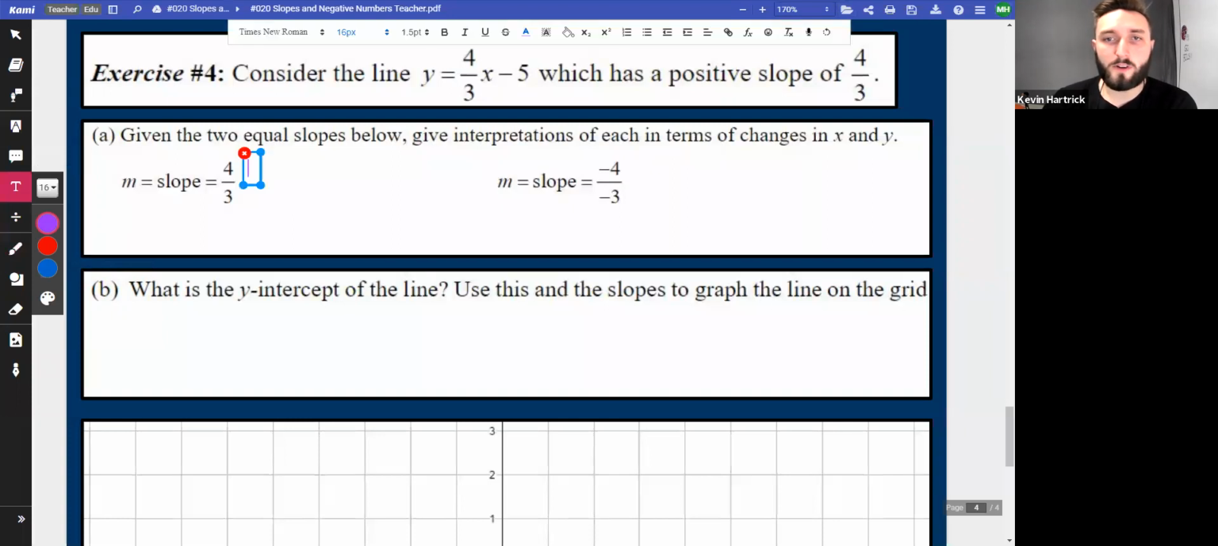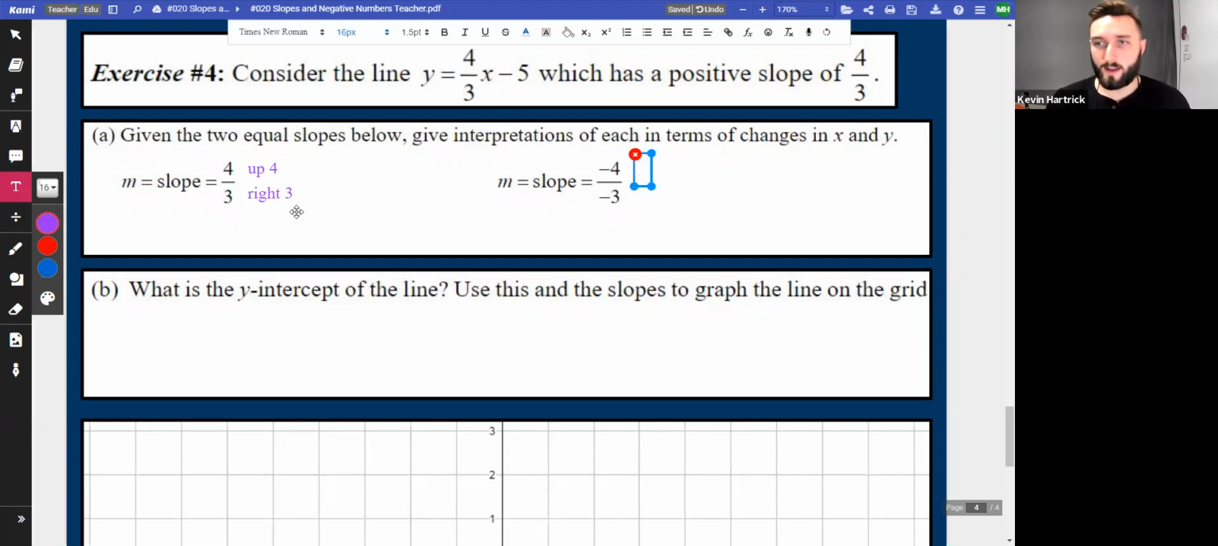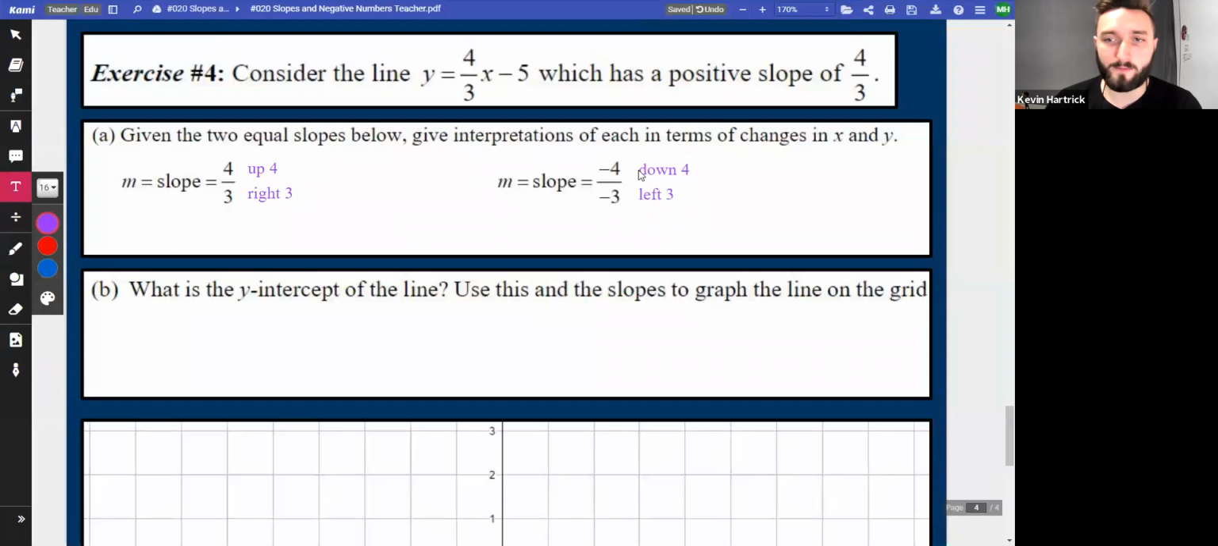So in the first one, we have a top number of 4, so that means the y values are going up 4. And the bottom number tells me we're going to go right 3, right? Because they're both positive. So up is positive, right is positive, up 4, right 3 is what that slope means. Now this slope over here means down 4 and then left 3. So notice it's the exact opposite. So what does this mean? Well, we're going to find out when we start graphing it.